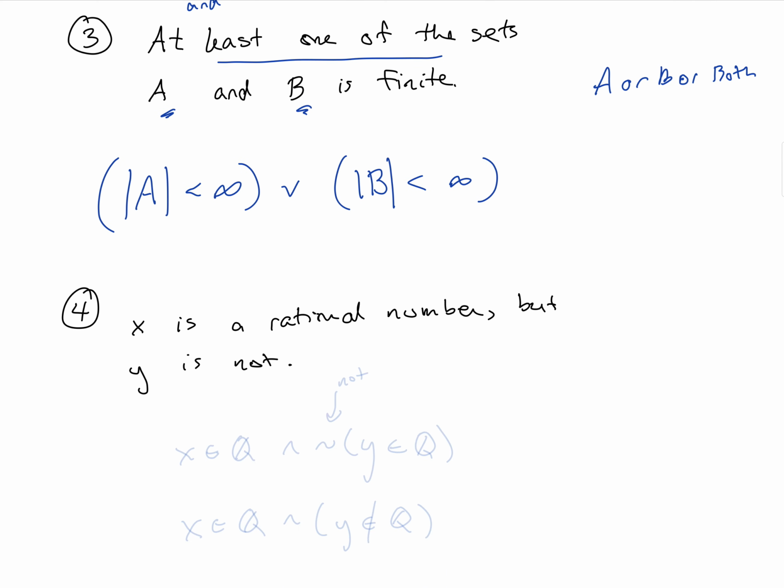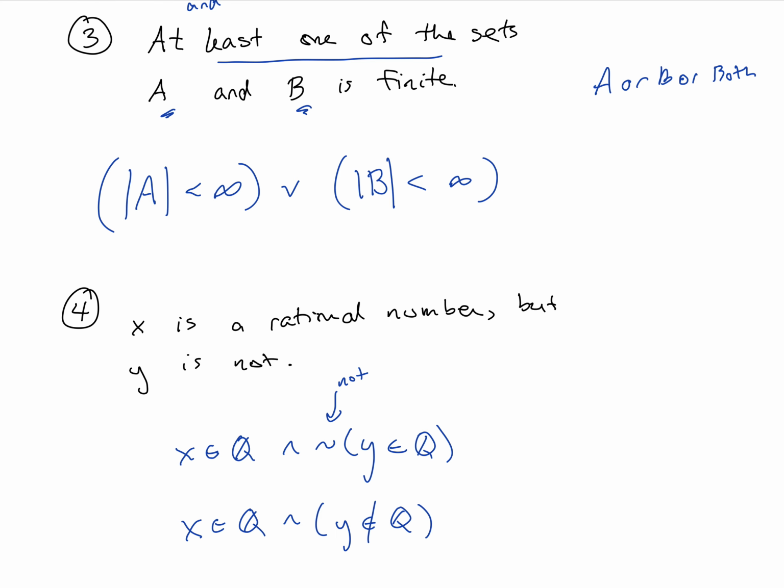X is a rational number, but Y is not. So logically, this is saying X is a rational number, and it is also the case that Y is not a rational number. So one way we could write this is X is an element of Q, the rational numbers, and it is not the case that Y is an element of Q. Another way we could write that is X is an element of the rational numbers and Y is not an element of Q. So we could either use not an element of, or we could use the symbol for not.